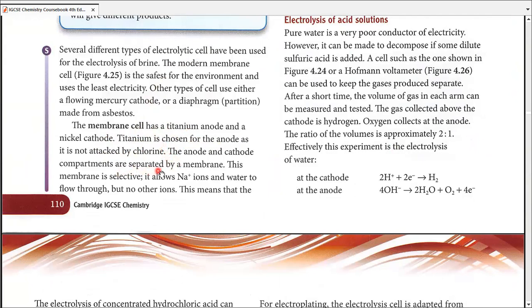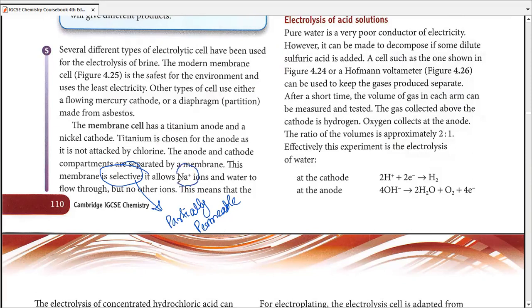So anode and cathode compartments are separate, and they're separated by a membrane, just like the membranes we have discussed in biology. Then the membranes are selective. The word selective means partially permeable. Now, this term actually comes from biology. Partially permeable is selective. This means this does not allow all the ions to pass. This does not stop all the ions. It's actually selective. How is it selective?